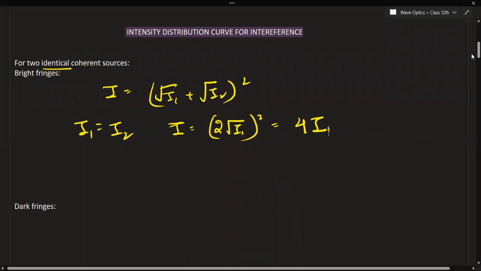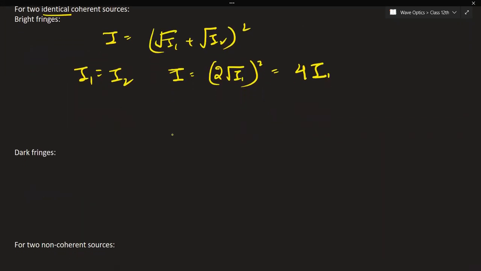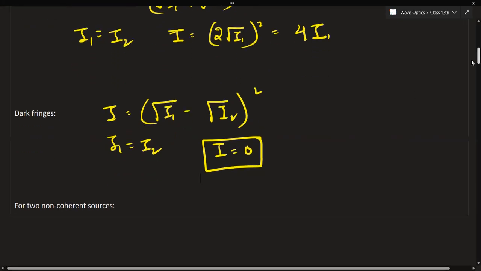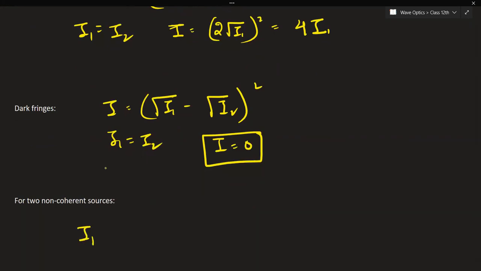And for dark fringes, the formula will be I equal to (root I1 minus root I2) whole square. If I1 is equal to I2, then I will be equal to 0 because these will cancel each other. And if these are from non-coherent sources, then the general resultant intensity equation will be used because now we do not know which case to take: I1 plus I2 plus 2 under root I1 I2 cos phi.